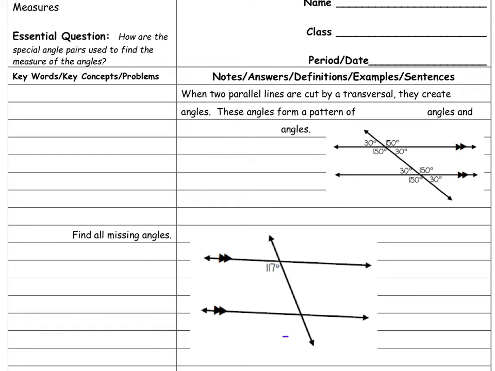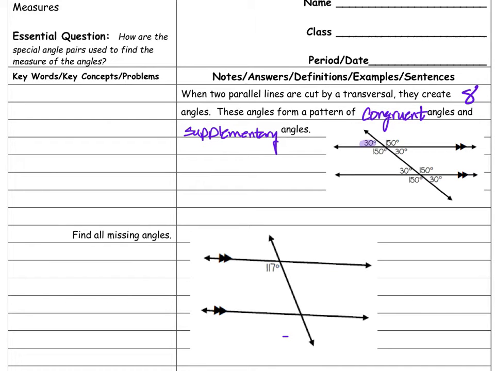It says when two parallel lines are cut by a transversal, they create 8 angles. These angles form a pattern of congruent angles and supplementary angles. Okay, and you can kind of see, I'm going to talk about that just really quick here. So let's talk about the congruent ones here.